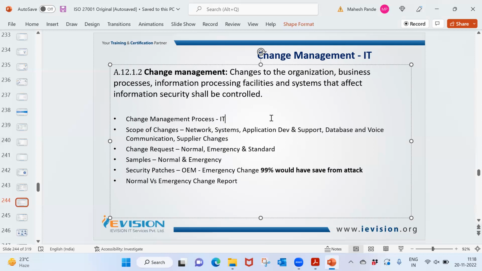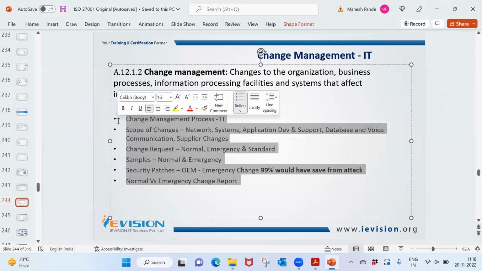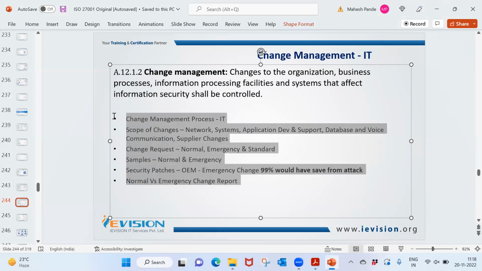For example, the IT change management process: the scope of the changes I have seen is network systems, application development and management, database, voice communication, supply changes, change requests, normal and emergency. You will be collecting a sample out of this, security patches that you will have, and the normal and emergency change report. However, this will not be given to you. I repeat, you will not be given this. You will have to prepare it. How can you prepare? You must know how the change management process works.